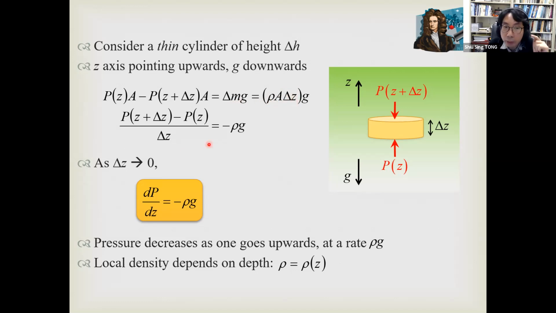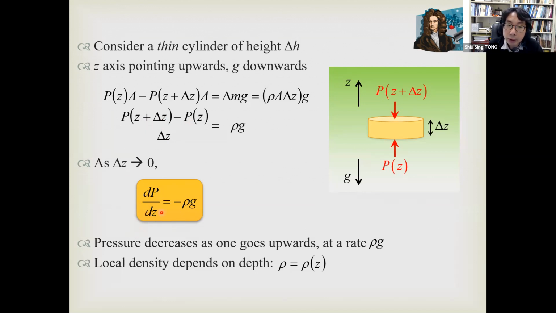Now, if I divide this equation by delta z, I will get the following. I put the minus sign on the right-hand side. I have P(z plus delta z) minus P(z), divided by delta z, being equal to minus rho g. I realize that this combination, when delta z tends to 0, is exactly dP/dz. It is the definition of the derivative, right? P evaluated at z plus delta z minus P evaluated at z, divided by delta z, is just the derivative of P with respect to z. So that means dP/dz is equal to minus rho g.